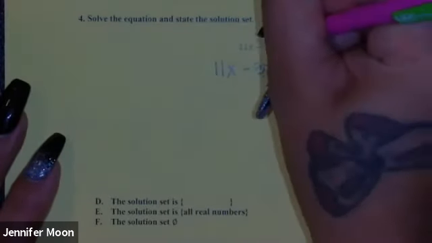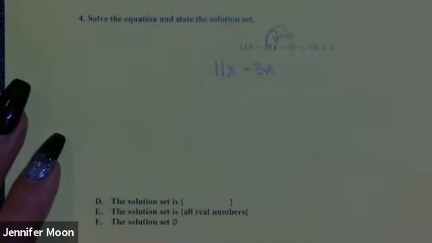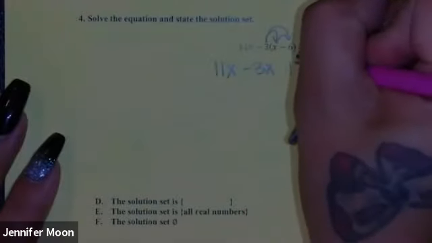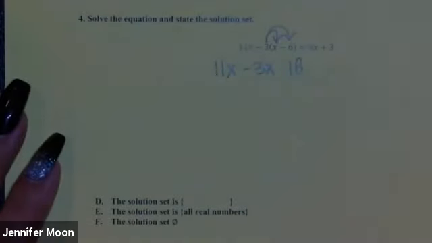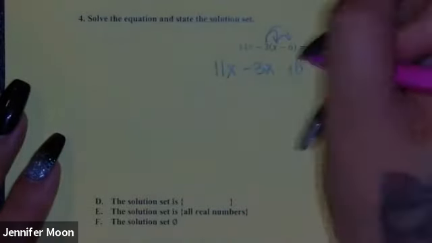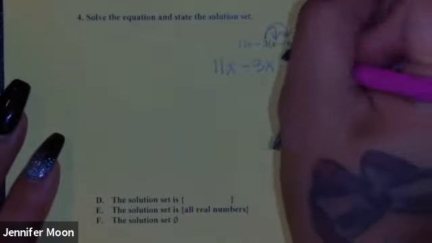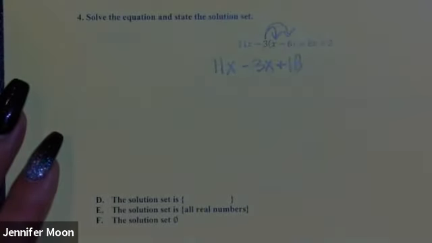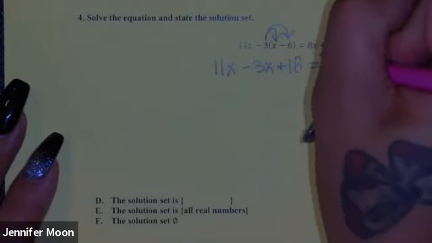Okay, now let me do the other multiplication. Negative 3 and negative 6. Well, 3 times 6 is 18, right? Those signs are the same. They're the same exact sign. They're both negative. Therefore, it's positive. And then look, haven't done anything. Bring it down.